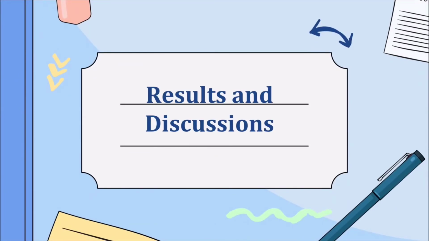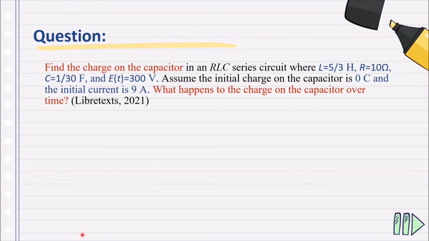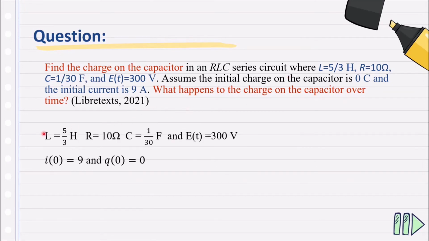Result and discussion. Question. The question wants us to find the charge on the capacitor and what happened to the charge on the capacitor over time, and the information of L, R, C, and E(t) is also given. The initial charge of the capacitor and the initial current are also given.